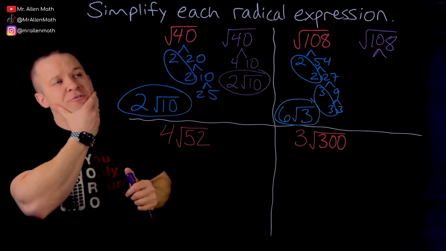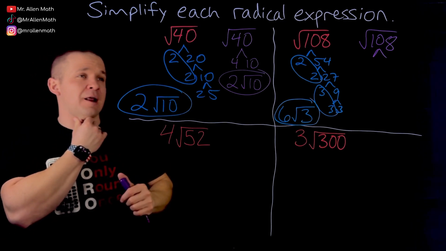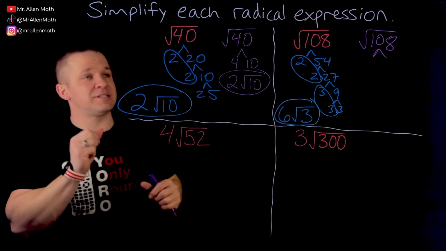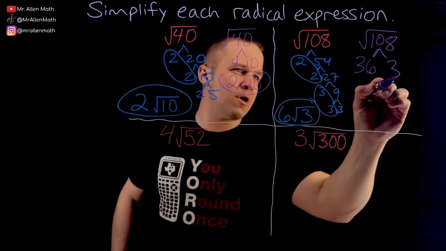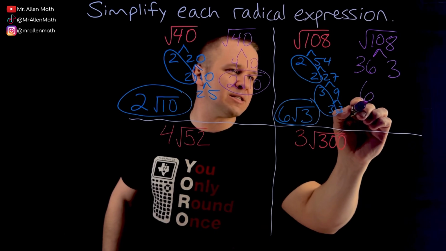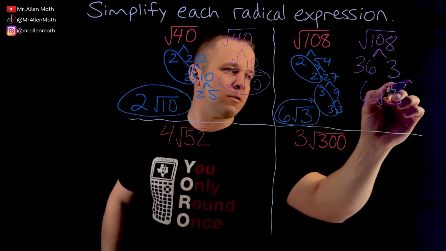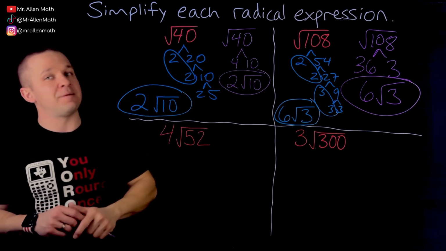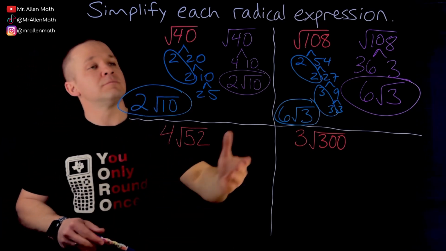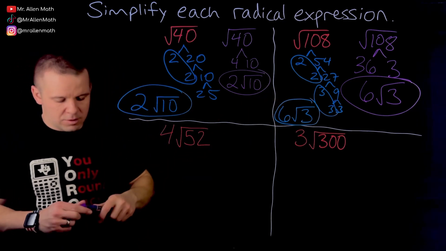I could divide that by 4. I could divide it by 9. Wait, what about 36? I could divide this by 36, and I'm left with 3. Square root of 36 is 6, root 3. Same answer. Very quick if you know your perfect squares, and you can divide by them easily. Otherwise, factor tree. Okay? Cool?